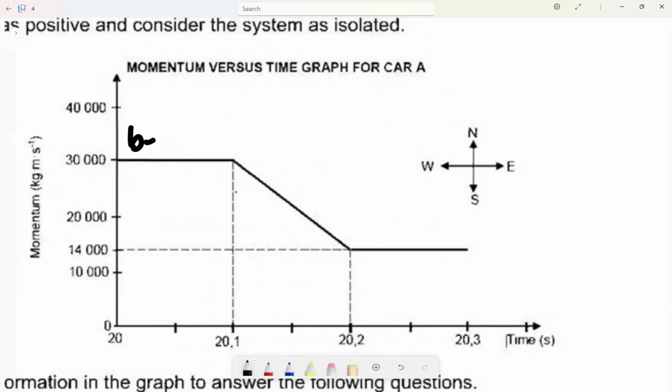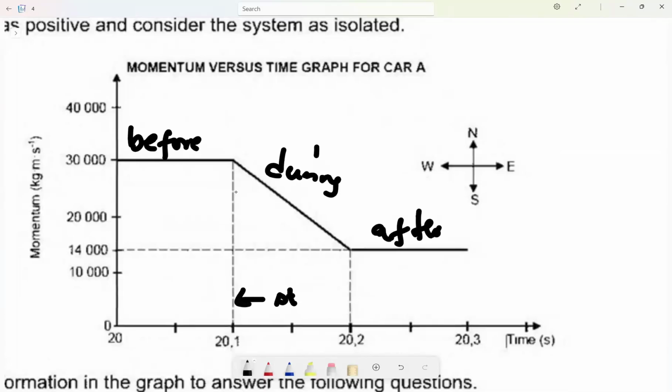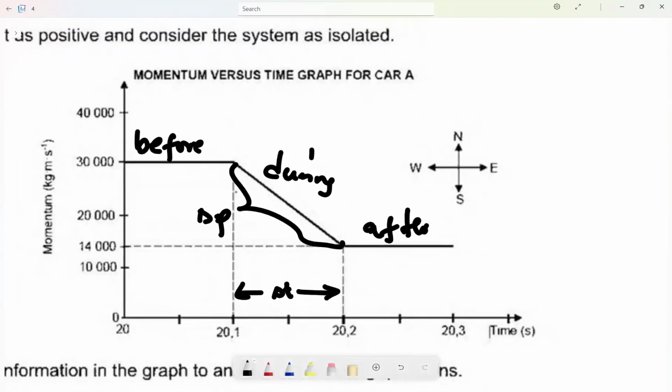So this is before, this is during the collision, this is after the collision. This is the contact time during the collision. Then since it is a momentum graph, this here will be the change in momentum during the collision. These two are going to be important when we do F net, in case they want the F net.